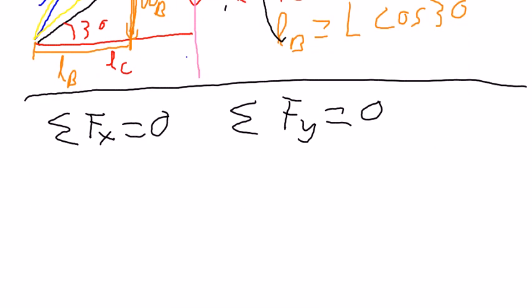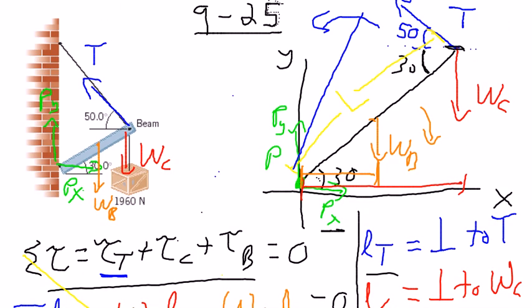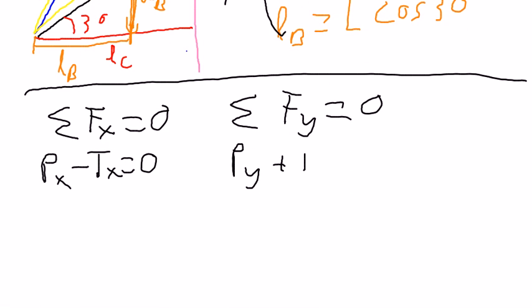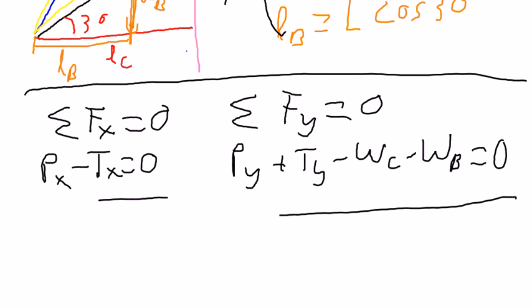So you'll just have Px minus Tx equals 0, and then the y direction you're just going to have Py, which is going up. If we notice, the y component of T is going to be in the vertical direction, so you'll have plus Ty minus the weight of the crate minus the weight of the beam equals 0. So go ahead and try to solve these to figure out what your tension is and what your x and y forces at point P all are.